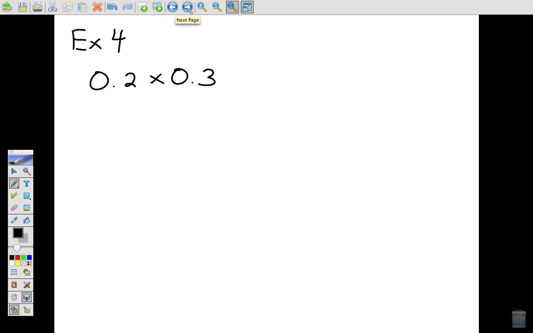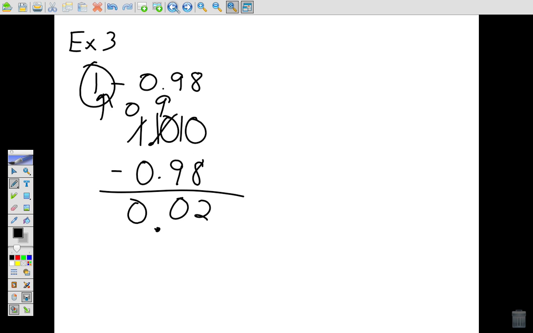All right, example 4. Now a little bit into multiplying decimals. You can use calculators here to check this, but you're going to take your 0.2 times your 0.3. Now, a little review on multiplying decimals. I know that 2 times 3 is 6. Now here's what I have to do. When you multiply decimals, you don't just move the decimal point straight down like you did when you add and subtract them.